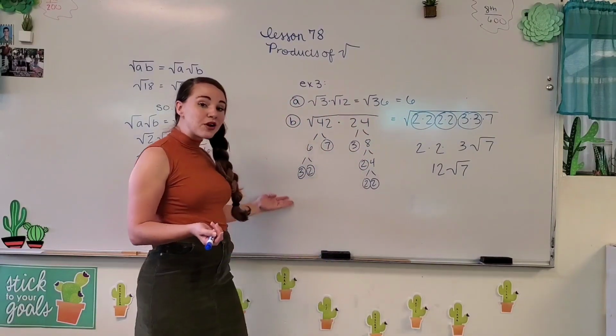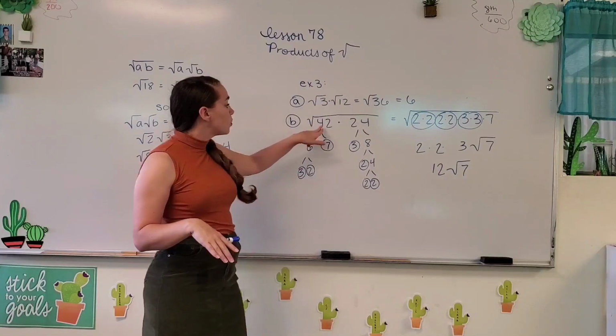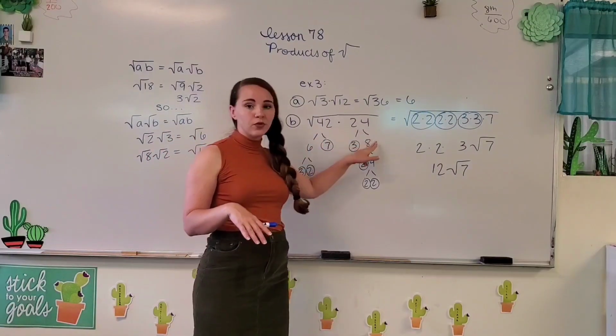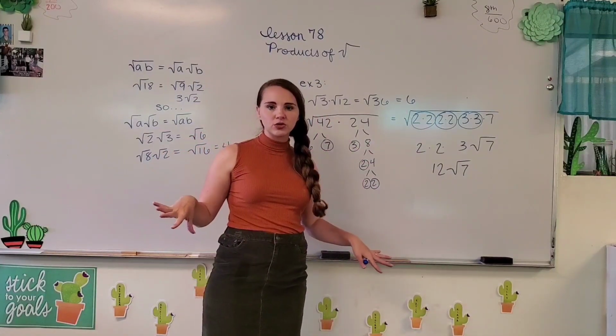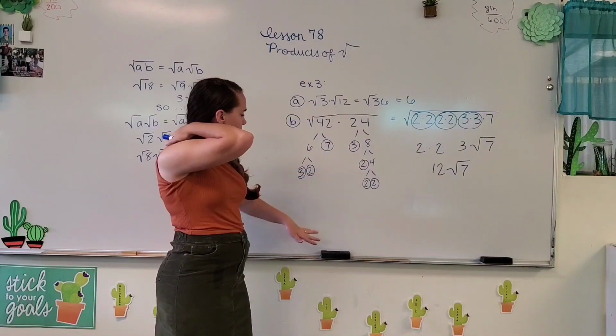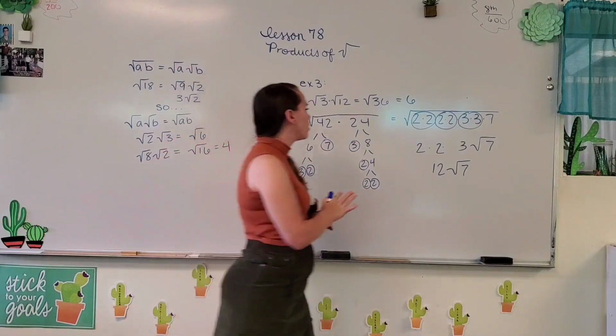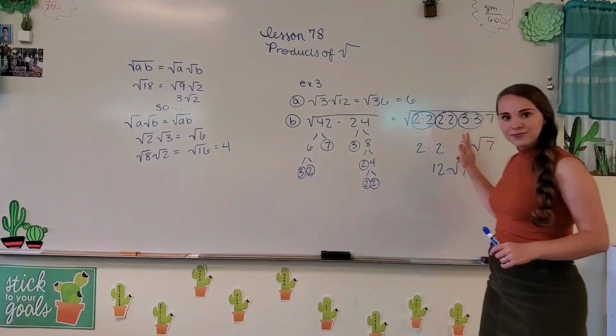B is a little bit different, where we do the whole tree and everything. So we have the square root of 42 times 24. Don't even multiply those numbers, just do the two separate trees. So we got 6 and 7, and I did this all, and we ended up with 2 times 2 times 2 times 2 times 3 times 3 times 7, okay?